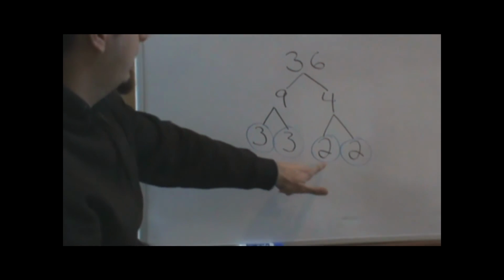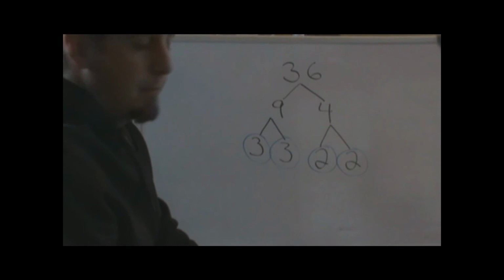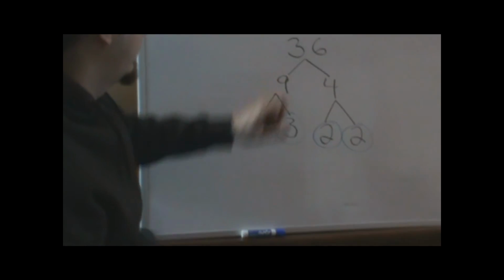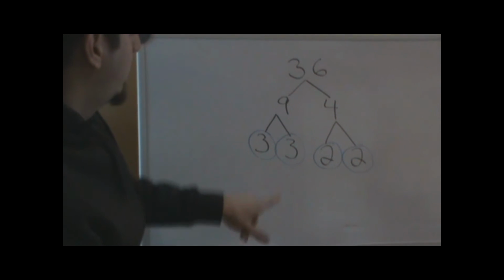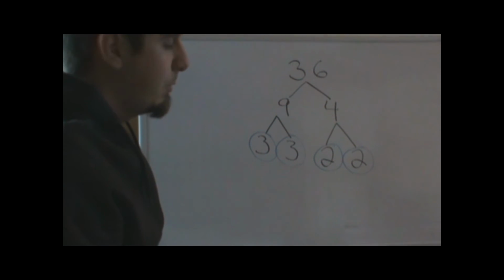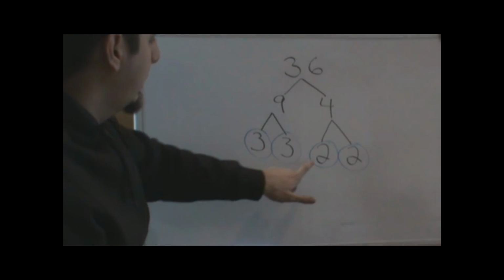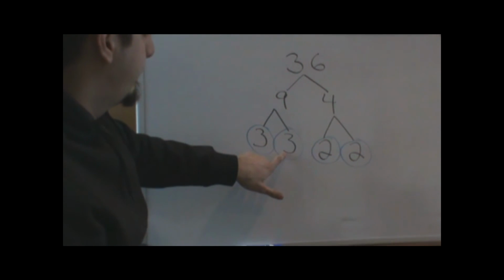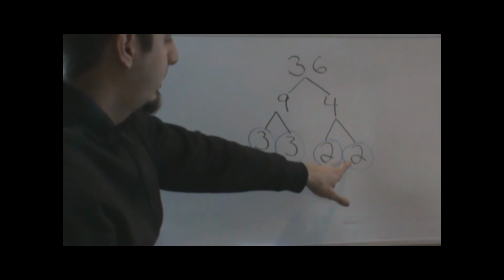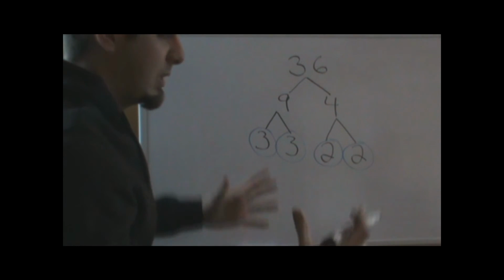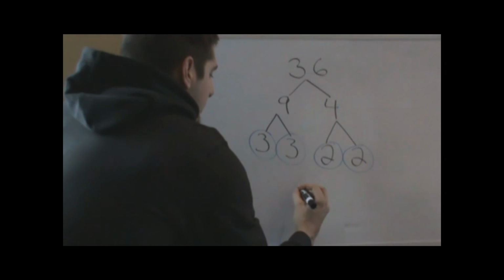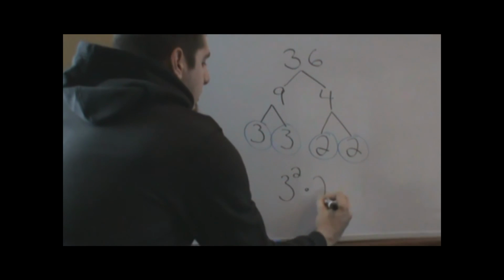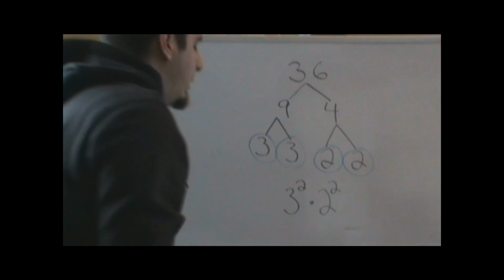So if you take a look at the circled numbers, they're all prime, and together they represent the prime factorization of 36. So to get to 36 using prime numbers, you would multiply 3 times 3 times 2 times 2. 3 times 3 is 9, times 2 is 18, times 2 is 36. To condense this, or to make this smaller, we would write 3 squared times 2 squared.